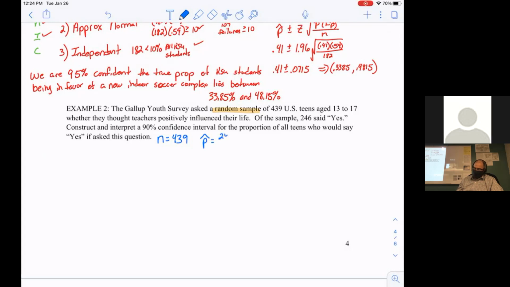So that means that my p hat is going to be 246 out of 439, which is going to be, if my dry fingers would allow my page to turn, 0.56. Construct and interpret a 90% confidence interval. So if we're dealing with 90%, we're going to use what for a critical value? 1.64 is my critical value.